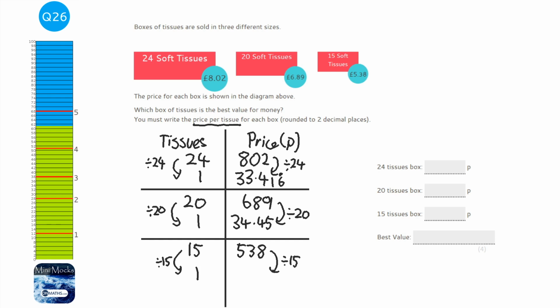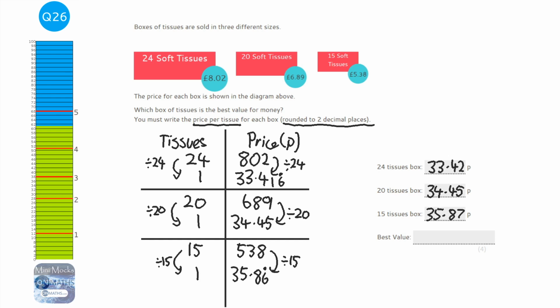Okay, so 538 divided by 15, and this time I get 35.86 recurring. Okay, so first of all, let's get the price in. So it says rounded to 2 decimal places. So this first one is 33.42, because that one moves up. The 20 tissue box is 34.45. And the last one is 35.87, because that 6 would round up.